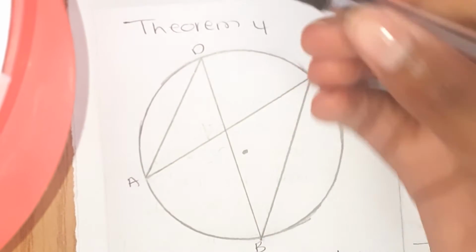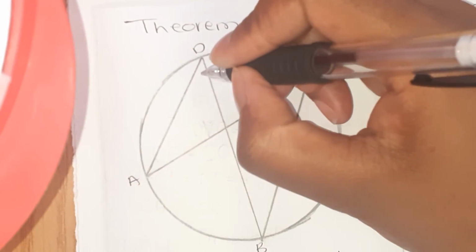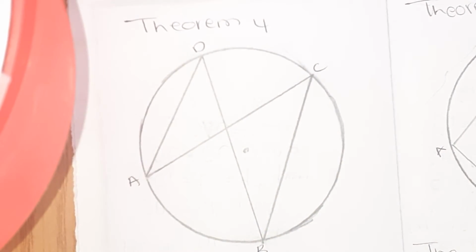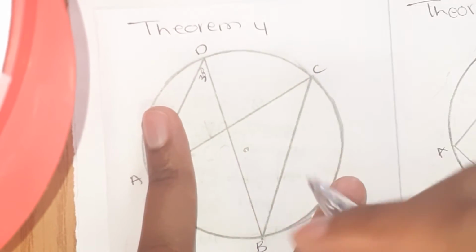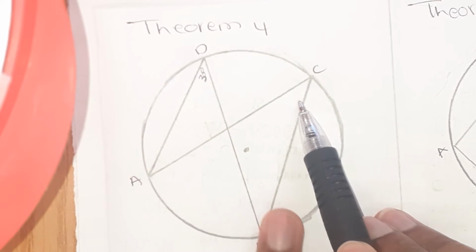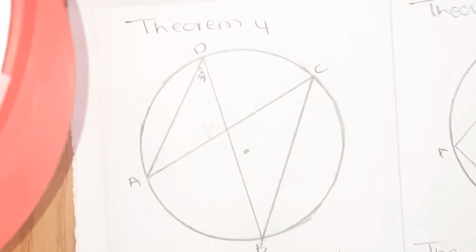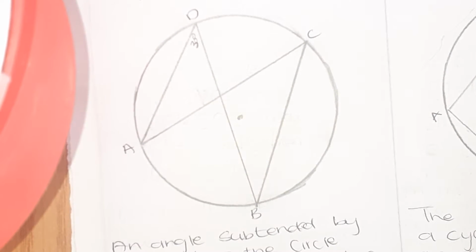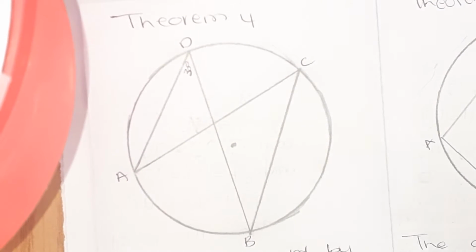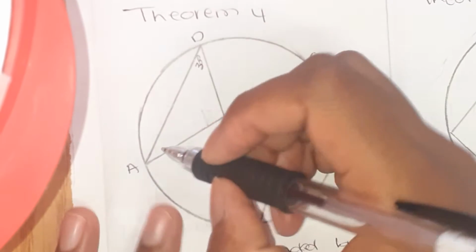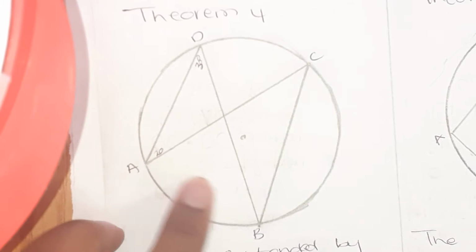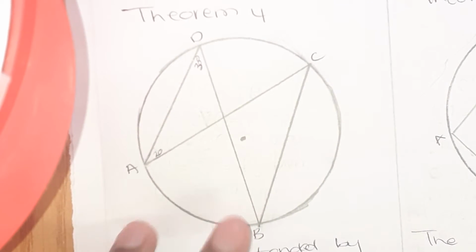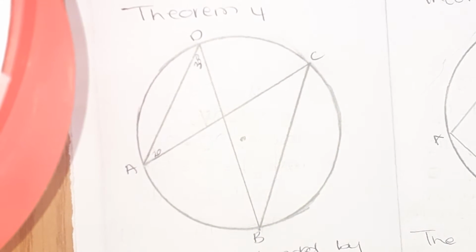So you say if this is 30 degrees, then C will also be 30 degrees, and then we'll say angles in the same segment. That will be the reason why. Or if this is 20 and this one will also be 20, and these are angles in the same segment, so that will be your reason.